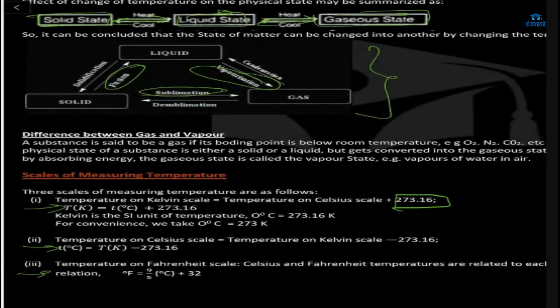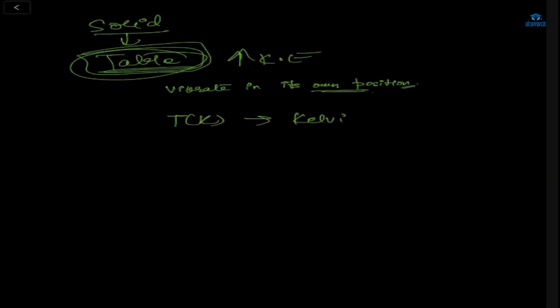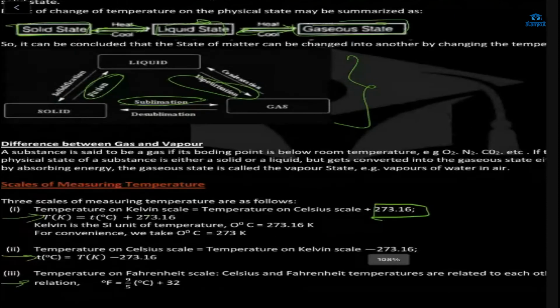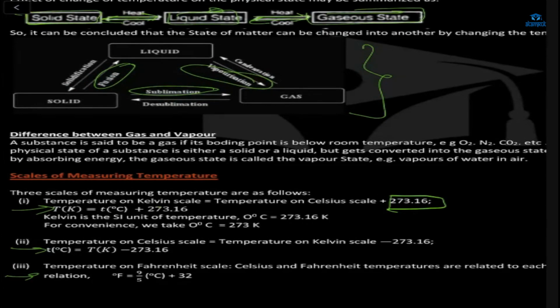See, TK is Kelvin. And what is TC? Celsius. Ma'am, I understand this part. Oh, you know this part? No, ma'am, I didn't understand this part. You didn't understand which part? The scale one, like, ma'am, what is Kelvin? Ma'am, I just know Celsius. I don't know what Kelvin is. I'm telling you, Kelvin is an SI unit of temperature.